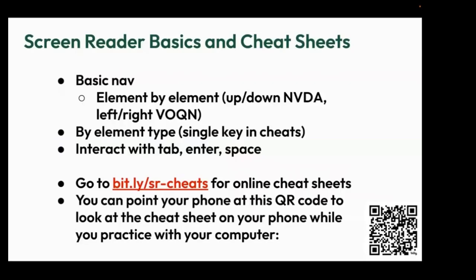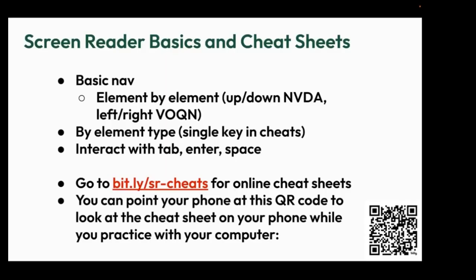You can also navigate by element types. That's where you just push a single letter and that will jump you to the next element of that type, or if you do shift and that letter, it'll go to the previous one of that type on the page. So it'll look through the page and find the very next element, a header, for example, if you use H. So you can jump around by element type. You can also use the tab key, which will jump you to the next interactive element, and then you can interact with that element by using the enter or the space key. So those are the high level ways of using a screen reader.